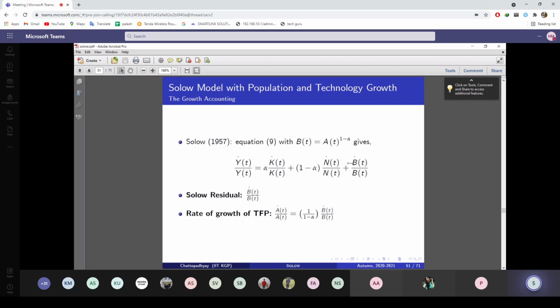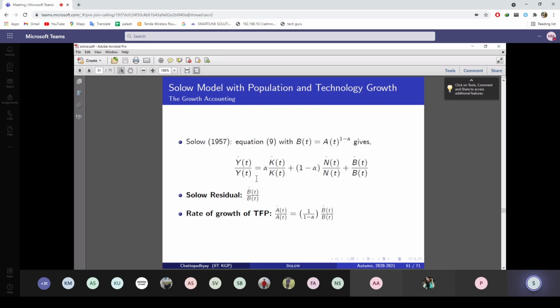So the objective is, from the data, to calculate B dot t by B_t. Once you calculate B dot t by B_t, you can calculate the rate of growth of total factor productivity. This A dot t by A_t will be 1 over 1 minus alpha times B dot t by B_t. So from this equation, I will calculate B dot t by B_t. Once B dot t by B_t is known, A dot t by A_t can be calculated using this equation. And this A dot t by A_t is basically my rate of growth of technology. Sometimes it is also called the Solow residual.